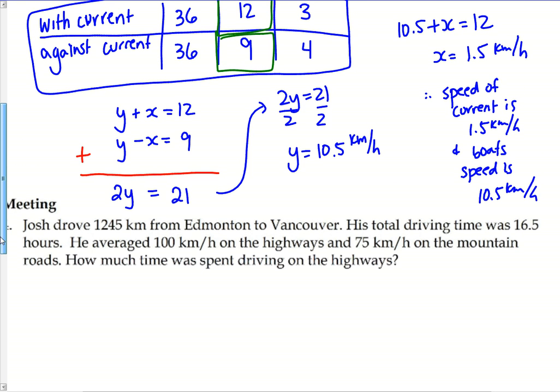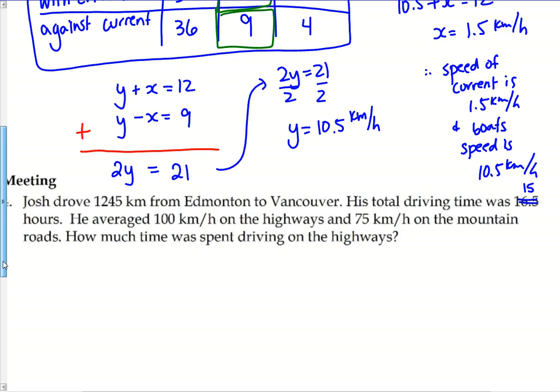Josh drove 1,245 kilometers from Edmonton to Vancouver. His total driving time was 16.5 hours. That was a mistake. His total driving time should be 15 hours. Can you change that? Sorry. Okay, his total driving time is 15 hours. He averaged 100 kilometers per hour on the highway and 75 kilometers per hour on the mountain roads. How much time was spent driving on the highways?